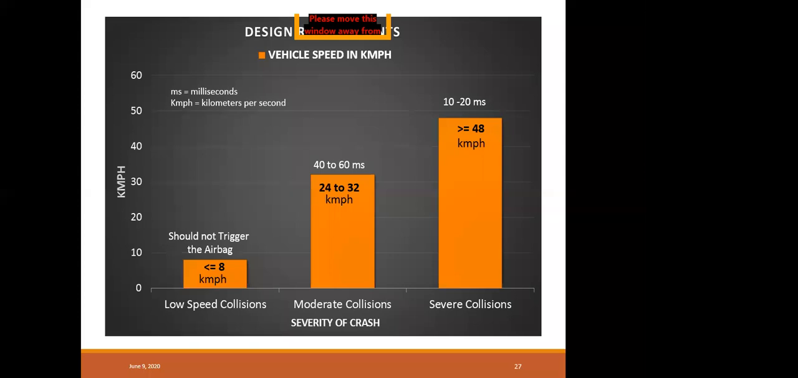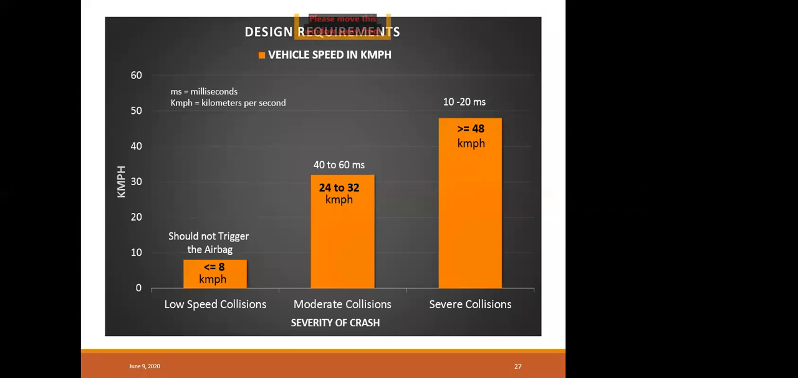This is because of two reasons. The first one: if you inflate the airbag unwantedly, what will happen? The occupant will be subjected to a tremendous amount of energy imposed by the airbag unwantedly, right? His rib may fracture unnecessarily because the collision force is not big enough.